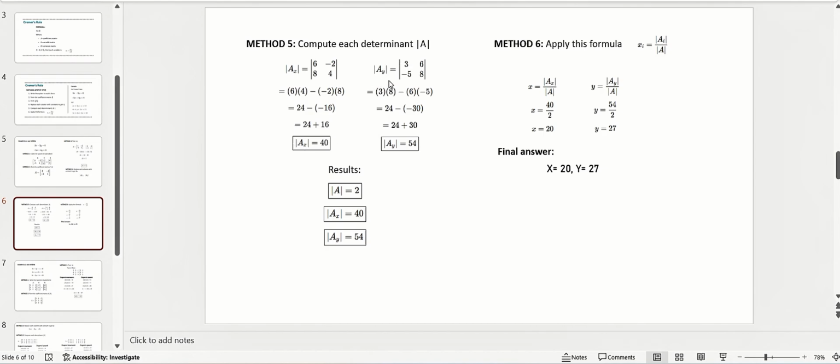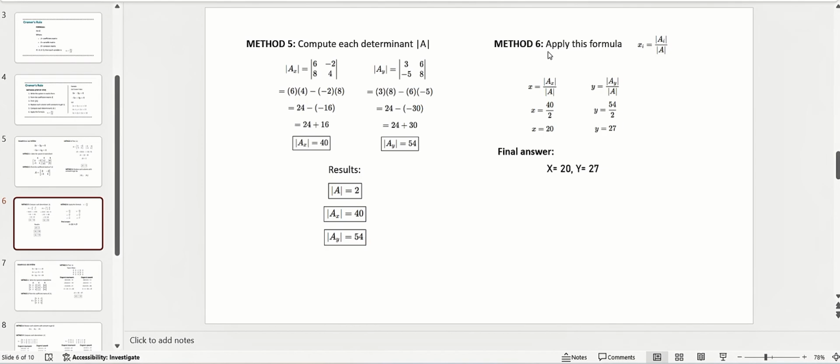Then atong pangitaon na pod ang A sub y, determinant A sub y. So next is atong gi-replace ang value niya sa second column into the constant value. So atong na pong cross multiply. So which is 3 times 8 is equal to 24 and 6 times negative 5 is equal to negative 30. And then subtract, 24 minus negative 30 is equal to 54. So atong na nakuha ang value sa determinant of A sub y, which is 54. So atong na nakuha na ang tulo ka results.